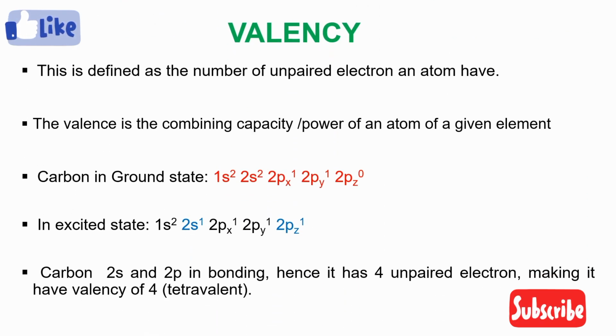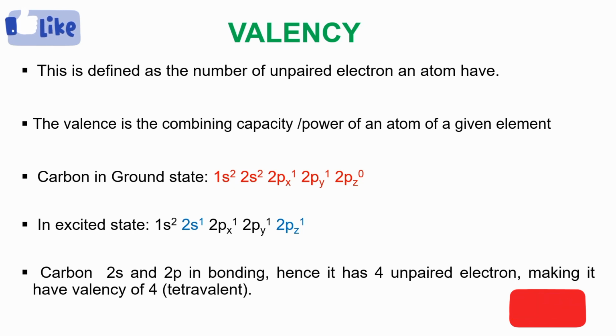We need to understand what valencies are. Valency means the number of unpaired electrons an atom will have. It can also be referred to as the combining power or combining capacity of an atom of a given element.